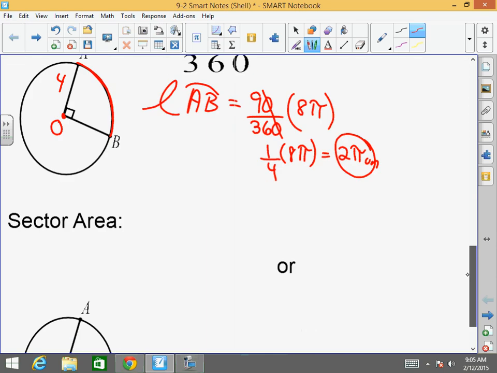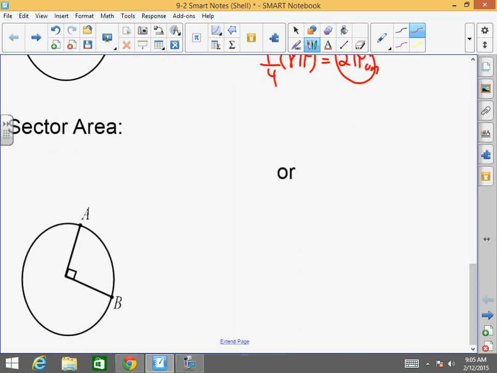Now, last but not least, sector area. Sector area, guys, is literally the area of this whole slice. Think of it as a slice of pizza. It's the area of that whole slice. How many square units are inside of that piece of pie or that pizza slice?